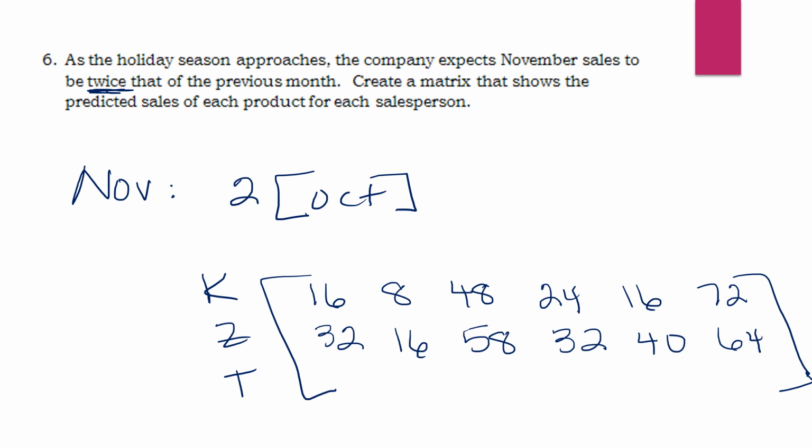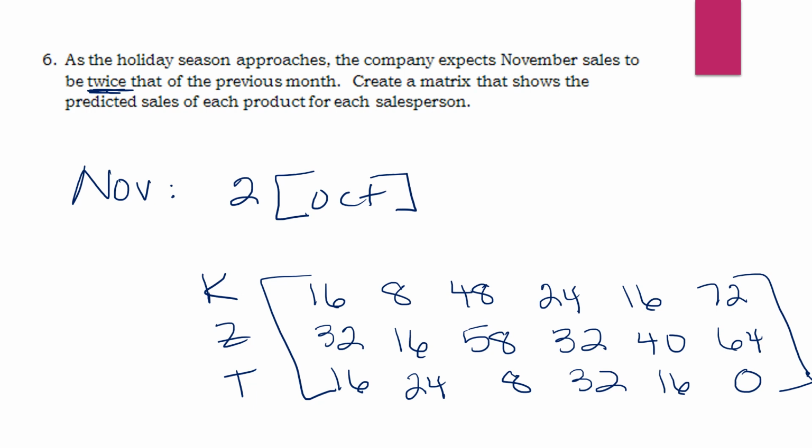And last but not least, Troy. His sales doubled as well. 8 packages of nuts doubles to be 16. 12 of jerky will double to be 24. 4 of jam double to be 8. The snack packs double to be 32. They were originally 16. The 8 gift packs doubles to 16, and he didn't sell any family packs, so he still has 0 for the month of November.